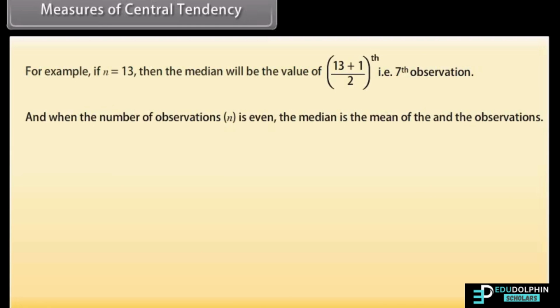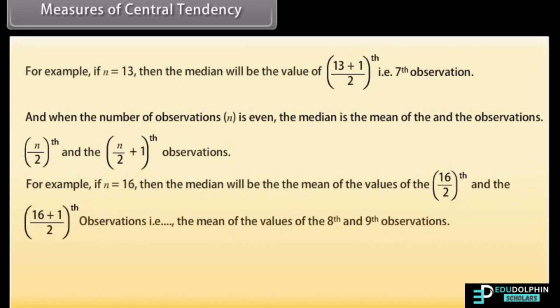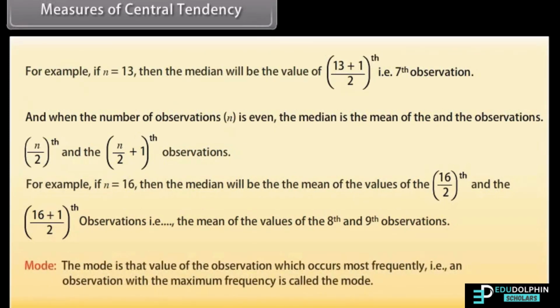And when the number of observations n is even, the median is the mean of the n upon 2th and the (n upon 2 plus 1)th observations. For example, if n is equal to 16, then the median will be the mean of the values of 16 upon 2th and (16 upon 2 plus 1)th observations, that is, the mean of the values of the 8th and 9th observations. The last one is mode.